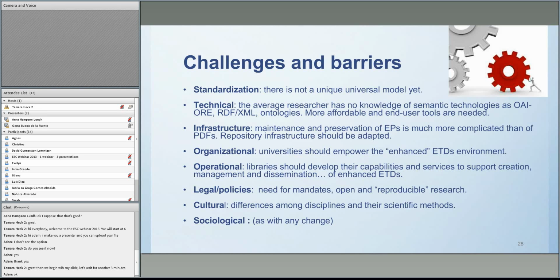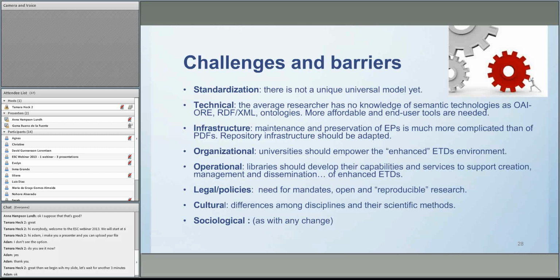First of all, there is no standard yet. There is not a unique universal model. So if we want to interoperate, but we still have 5, 6, 7 models, it's not working. Also, we have technical barriers. That is clear because maybe we are used to these technologies, but not the average researchers in other social sciences and so on. They are not used to using semantic technologies. So we need tools like a Word document that help us to enhance the semantic doctoral dissertation or master thesis.